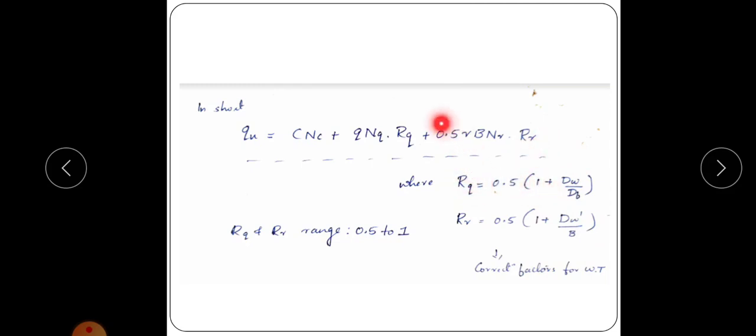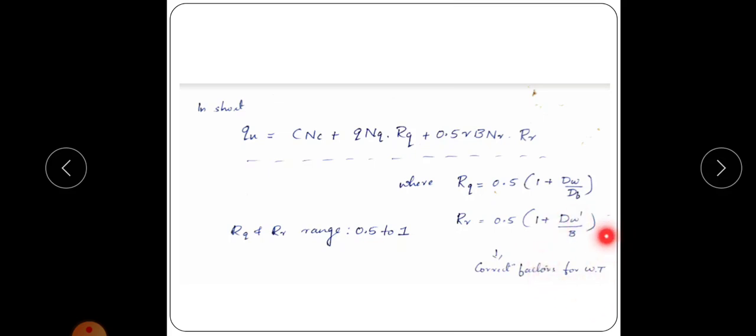Rq is the constant for the second term, and the second term means the water table in between ground level and footing base, that is the surcharge component. So it will be dw, the depth of water table from ground level, by depth of footing df. And Rγ is the constant in the third term. Third term means unit weight component. So here dw dash is the depth of water table from footing base and B is the width of footing.